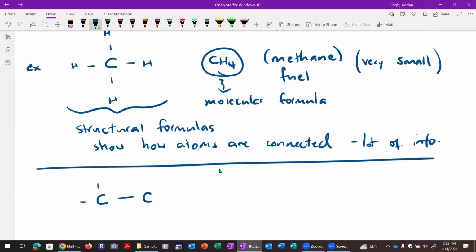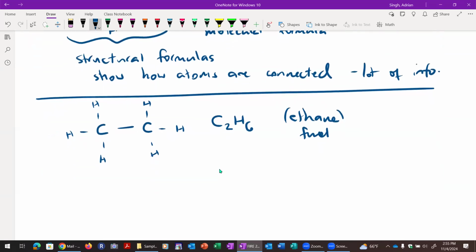Remember, each C needs to have four lines around it, so I'm going to give those remaining three bonds to H's, and now what I have is two C's, and if I add my H's together, I have 3 and 3, 6. This is called ethane. Okay, this is also a fuel.